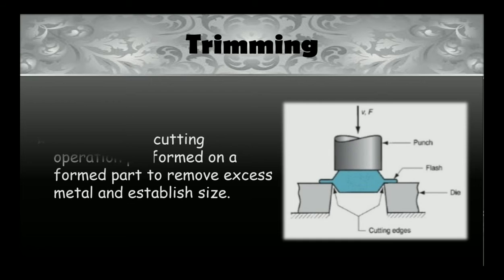So we have here trimming. Trimming is a cutting operation performed on a formed part to remove excess metal and establish size. A typical example in sheet metal working is trimming the upper portion of a deep-drawn cup to leave the desired dimensions of the cup.